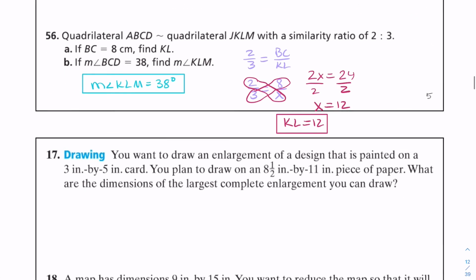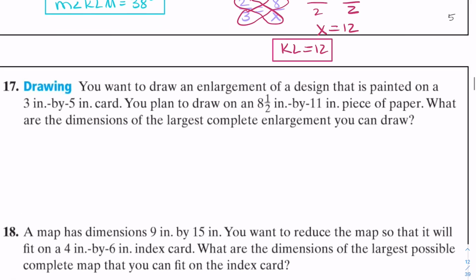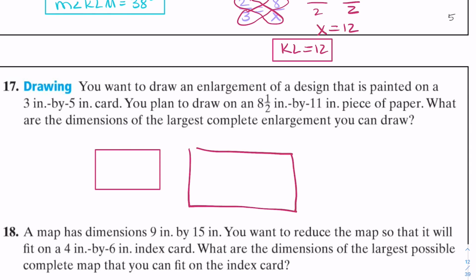All right. You want to draw an enlargement of a design that is painted on a 3 by 5 inch card. You plan to draw it on an 8.5 inch by 11 inch piece of paper. What are the dimensions of the largest complete enlargement that you can draw? This one's a little bit difficult. Here's what happens. You have a 3 by 5 card, right? Let's say this is my 3 by 5 card. We also have an 8.5 inch by 11 inch paper.